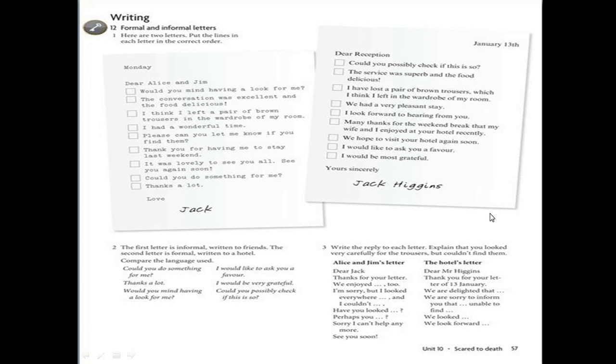The last part of unit 10 is the writing part. As I said in the beginning, it is about the difference between formal and informal letter. You already had an idea about the difference. Here we have 2 examples, but the lines are not in the order. All we have to do is to put the lines in the order, and as you are answering, you will see how the language is different from one letter to another.